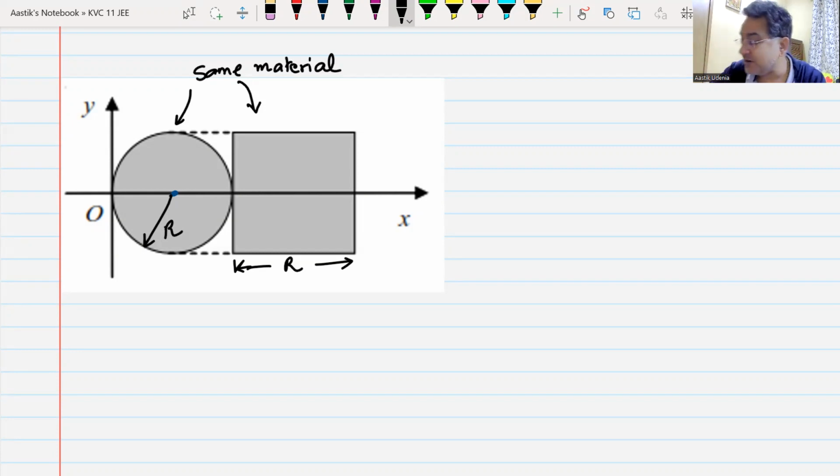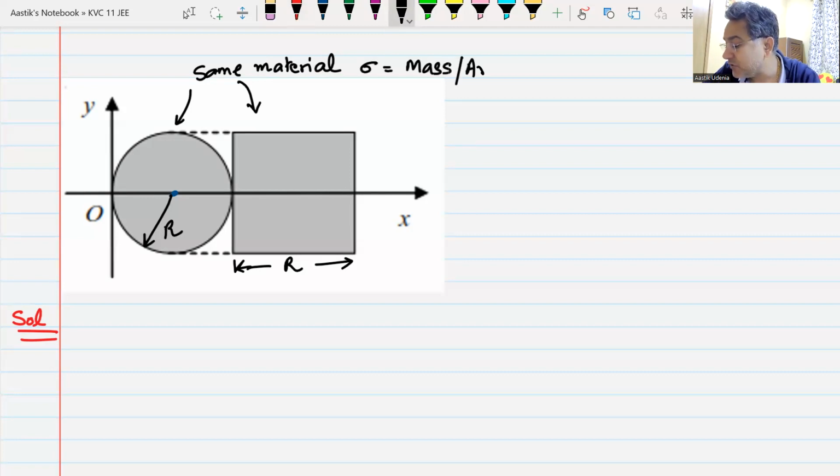Now, since you have no idea, and I will not give you any more time to do it because it will just be a waste of time. Let's not waste any more time. These two bodies are made up of the same material. In that case, how do I find out the center of mass? So I assume something known as sigma. This sigma is mass per unit length.